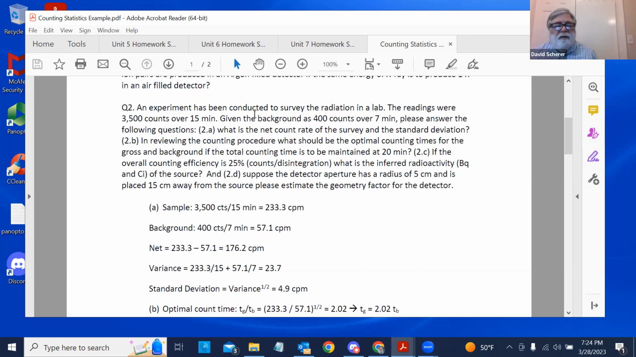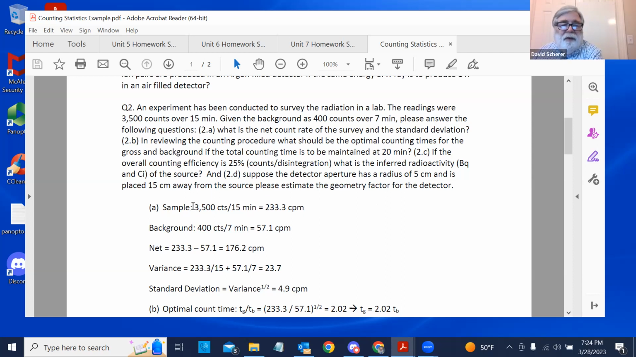And so this gives an example of a problem where someone does a wipe test and counts it. And they want to see what the activity, what the contamination is in the lab. When they counted their wipe sample, they had 3,500 counts in 15 minutes. The background rate that was counted was 400 counts in 7 minutes. And the question is, what's the net activity?